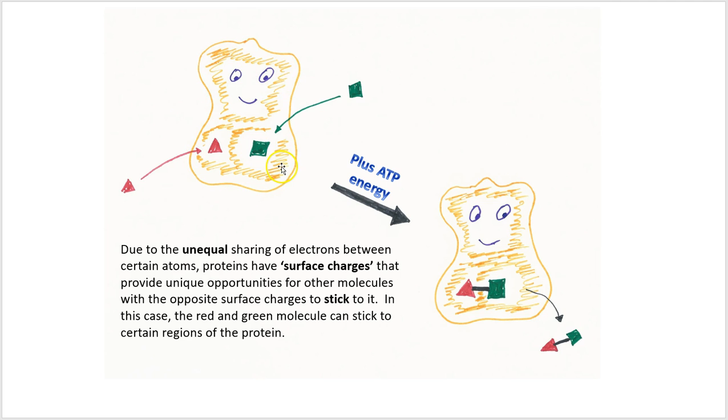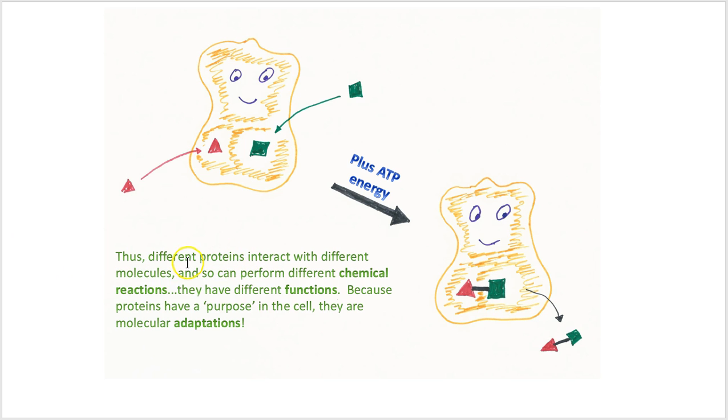So this particular protein has a set of surface charges that will allow it to bind the red molecule right here and bind the green molecule right here, so they will stick, and that allows the protein then to make that chemical bond. So complex molecules have surface charges due to unequal sharing of electrons, and that's what allows this particular protein to only interact with this particular red molecule and this particular green one to perform this particular chemical reaction. So different proteins interact with different molecules and so can perform different chemical reactions. They have different functions. And because proteins have a purpose in the cell, they are molecular adaptations.